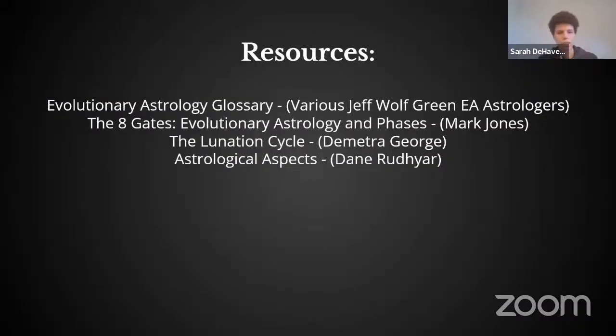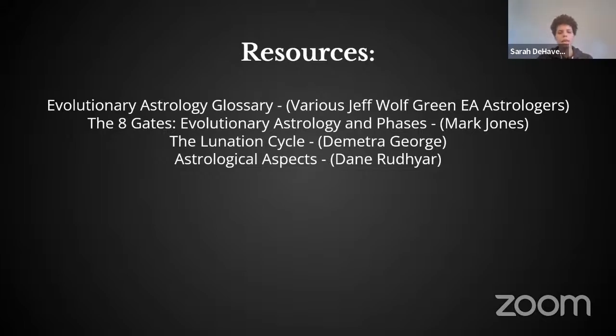All right, so that brings us to the end of the class. Here are some resources. Note to self, the Jet Propulsion Laboratory, the NASA site where you can search asteroids to find out what their orbital period is. I'll add that to the links in the description. But yeah, the Evolutionary Astrology Glossary, written by various Jeff Wolf Green EA astrologers and Jeff Wolf Green. The 8 Gates, Evolutionary Astrology and Phases, written by Mark Jones. I don't think he has that document on his website anymore, but that's where I got it from. The Lunation Cycle from Dimitra George's website. And she also has a book on this, but I got this from her website.